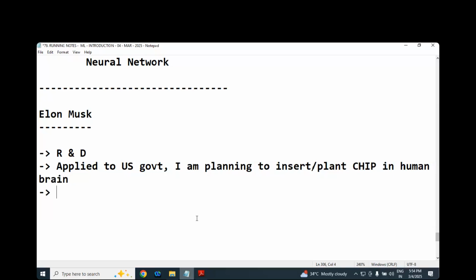Good. It happened a long time back, almost 5 years back. 5 years back, he started applying repeatedly. Initially, the government didn't approve. Why? Because his main motto was, let me create one AI program. Let us try to insert that AI program into a small, tiny chip. Let us open any human brain and insert that chip.